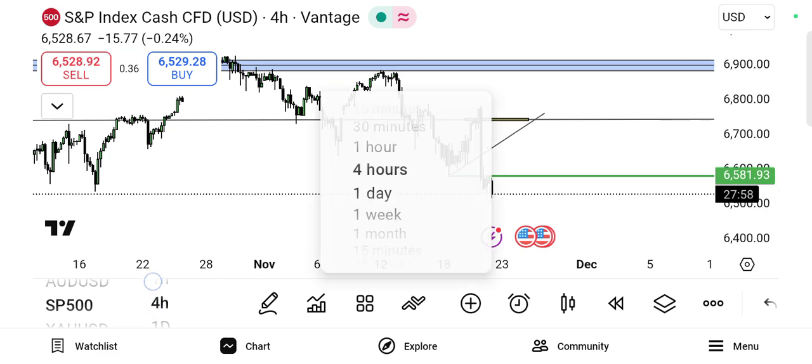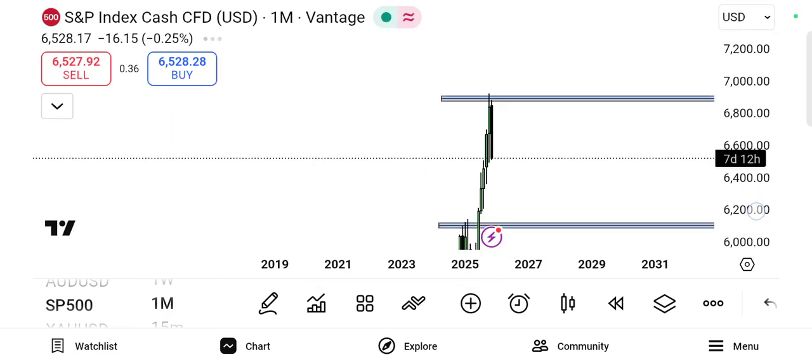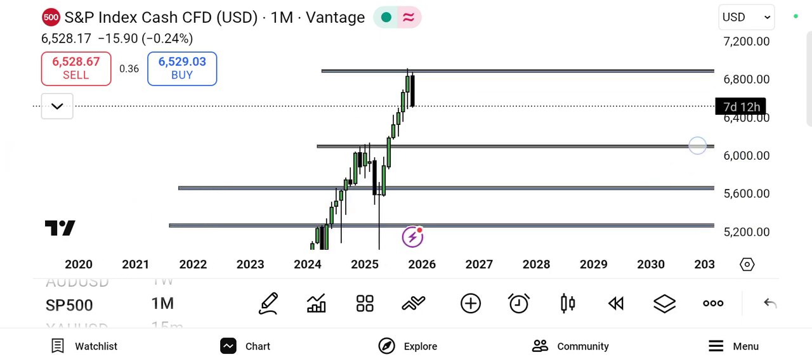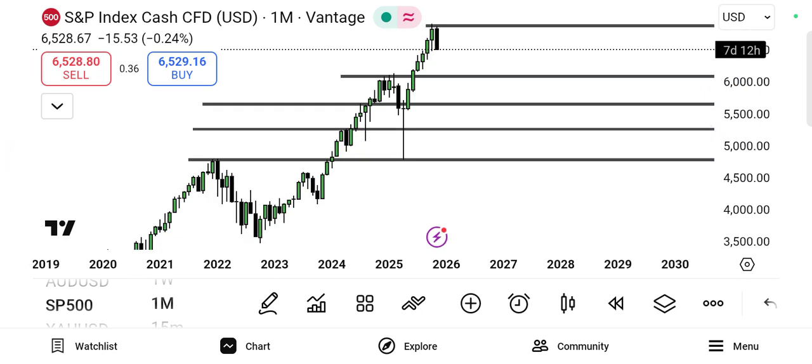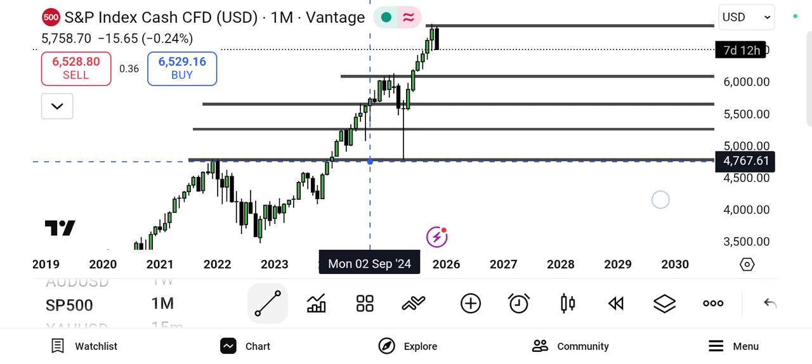Now S&P 500, first thing first, top down analysis. On S&P 500, I could see that S&P 500 has been creating higher highs, higher lows, higher highs, higher lows. Now, what I was seeing here on the monthly time frame is that S&P 500 is bullish.